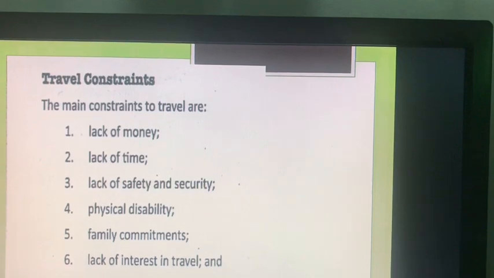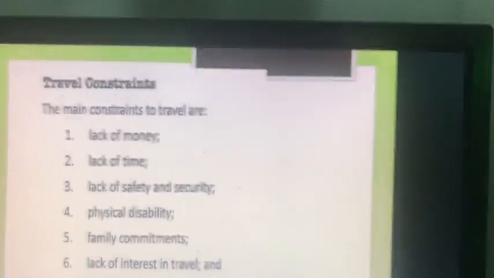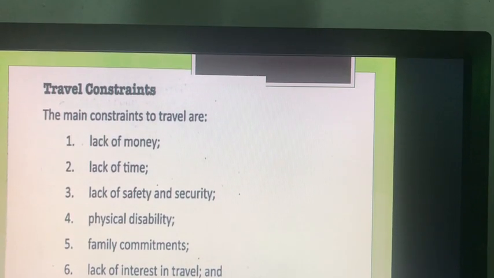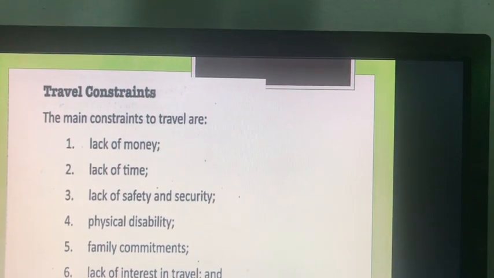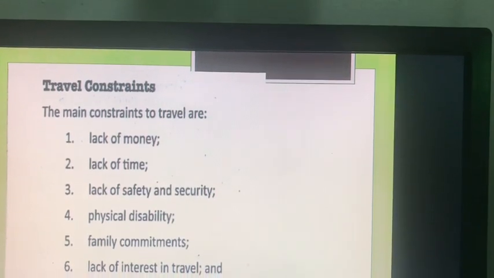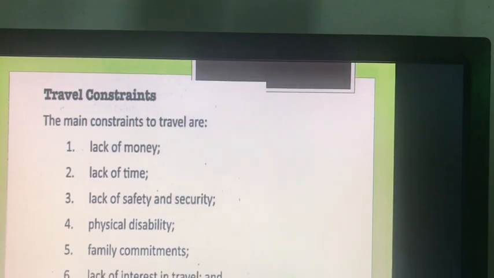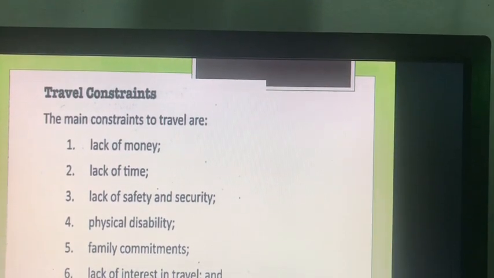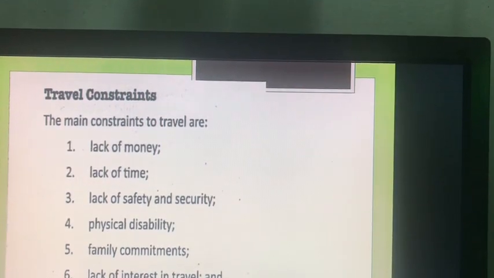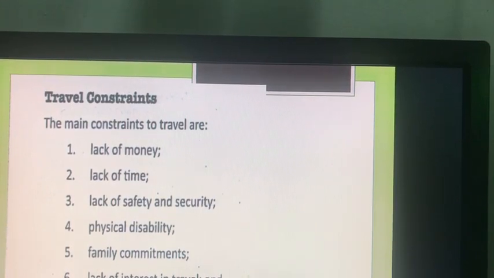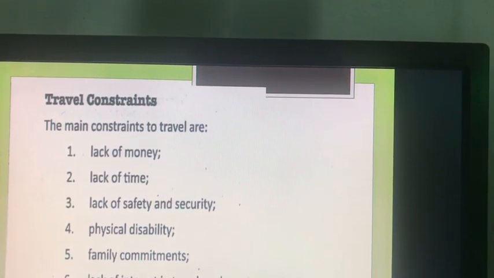Then lack of interest in travel. Syempre, from the word itself, pag wala kang interest in travel, ba't ka pa magta-travel? 'Di ba? Yung wala kang interest to visit other places, so why travel, 'di ba? So lack of interest, one of the travel constraints also. And lastly, yung fears of travel. Kasi may mga tao kasi na takot sumakay ng eroplano, takot sumakay ng barko, 'di ba? May mga fears tayo when traveling. So isa din siya sa mga constraints sometimes, kung bakit naghihinder na mag-travel tayo sa ibang lugar because of these things.